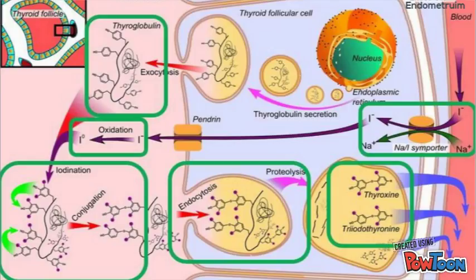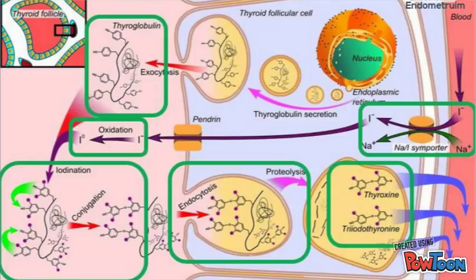In step 5, the iodinated tyrosines will now link together to form thyroxine, or T4, which is formed by linking 2 DITs, and triiodothyronine, or T3, which is formed by linking 1 MIT and 1 DIT. Step 6 involves the thyroglobulin, which is now attached with T4 and T3, to be endocytosed from the lumen back into the follicle of the cell.